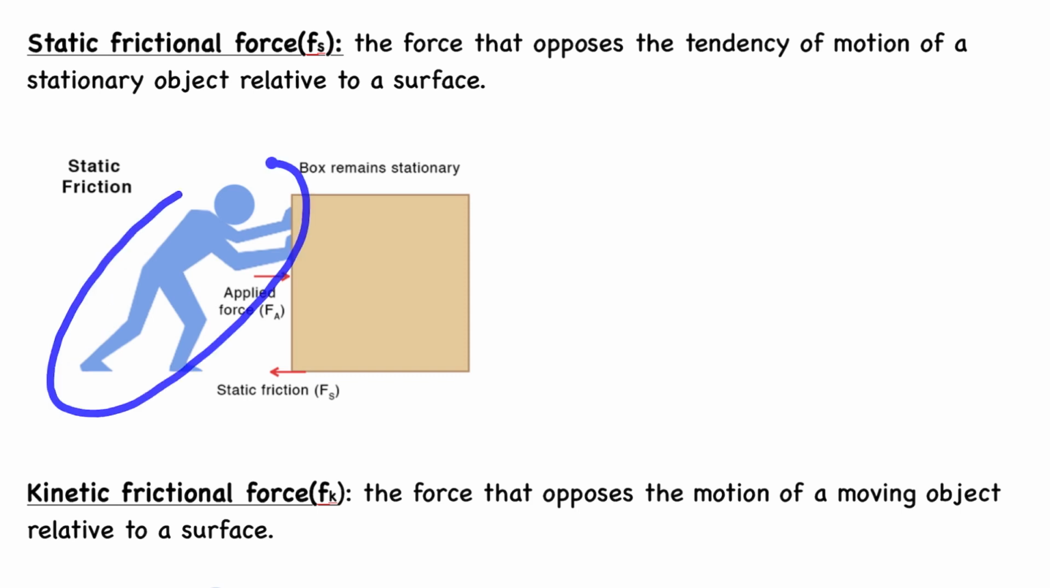So this gentleman, if you look here, is pushing this box in that direction, but the box is not moving. I'm going to explain later why it's not moving. So there's a force that opposes the motion: there's an applied force in this direction, and there's a static frictional force going in the opposite direction. So that frictional force that is responsible for that object not moving is a static frictional force.